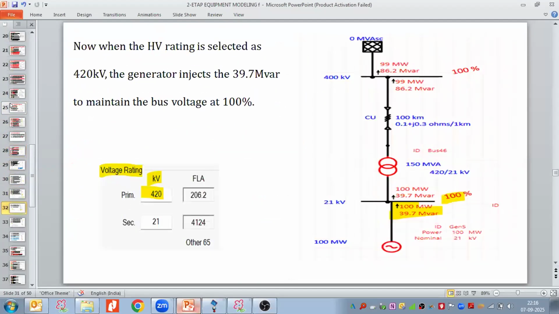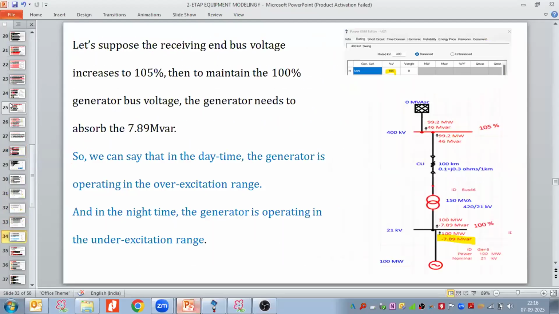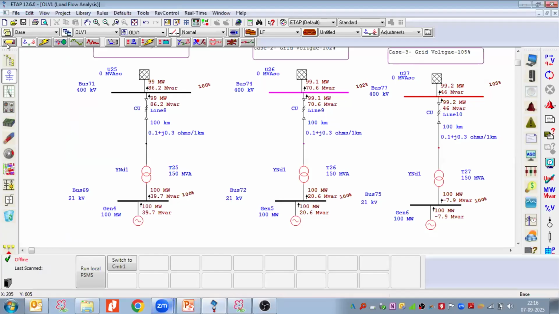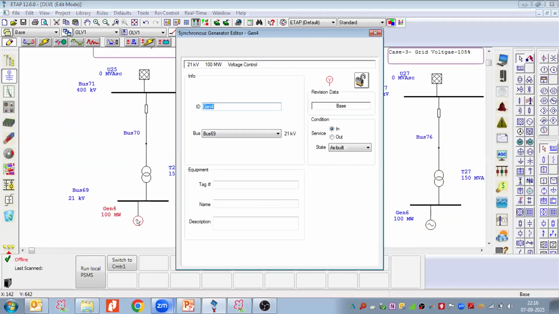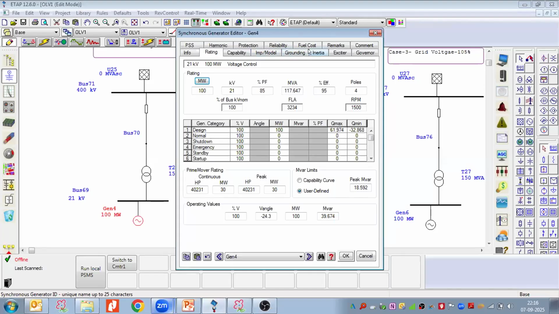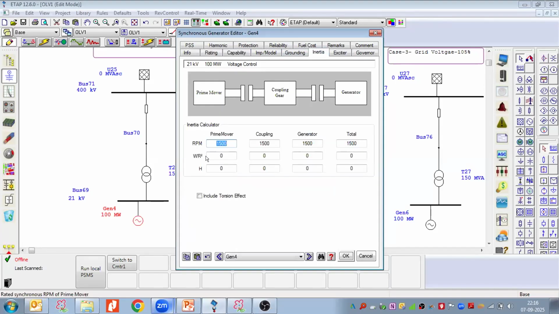Sorry, sir, to interrupt you. In the generator, we require an inertia value. Generally for load flow analysis, there is no need to mention it over here. For short circuit also, it is not required. Sir, can you explain a little bit how we can put these values in this portion? As you see here, we have the prime mover, here the coupling, here you have the generator, so then inertia.